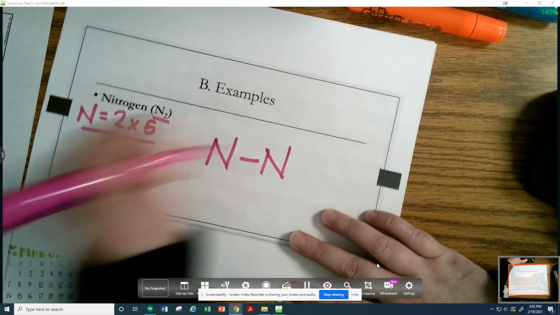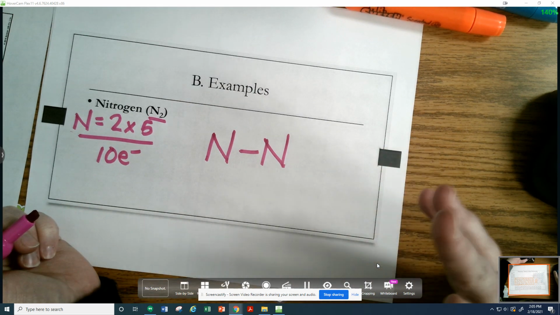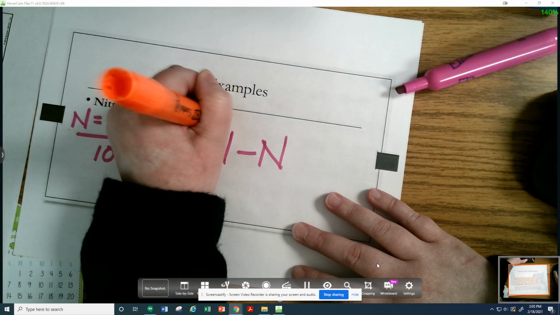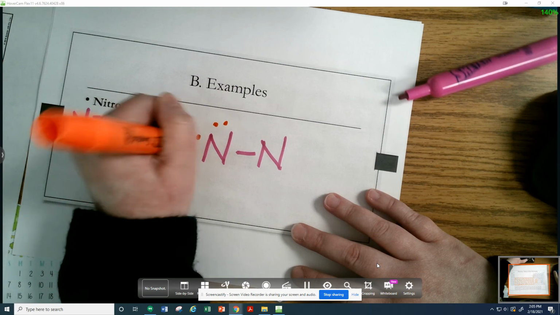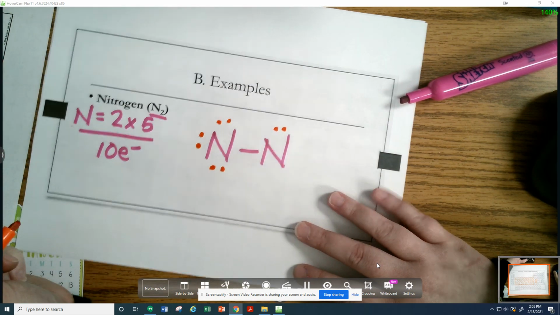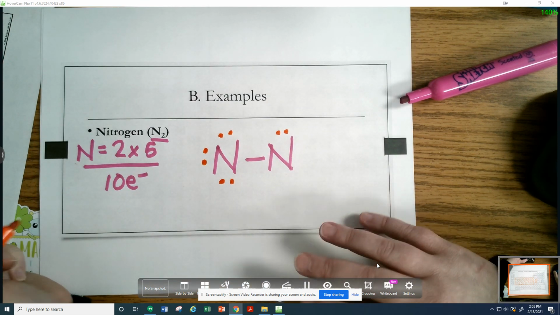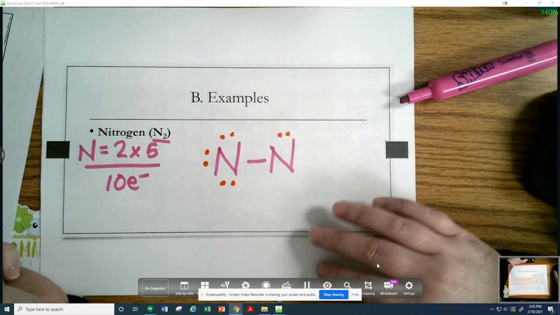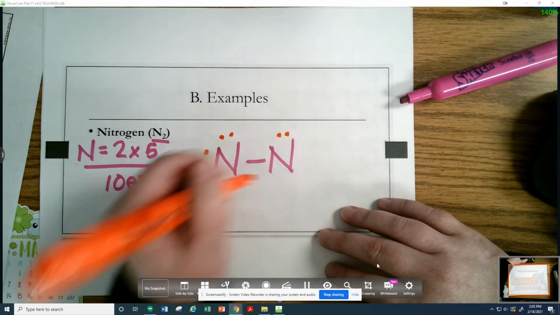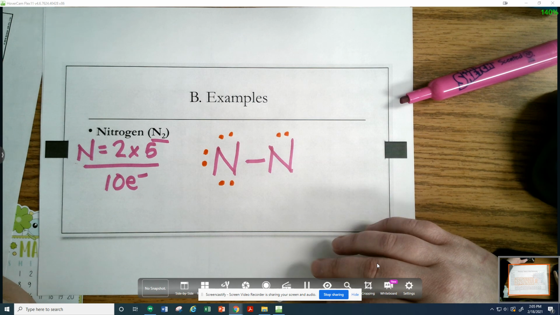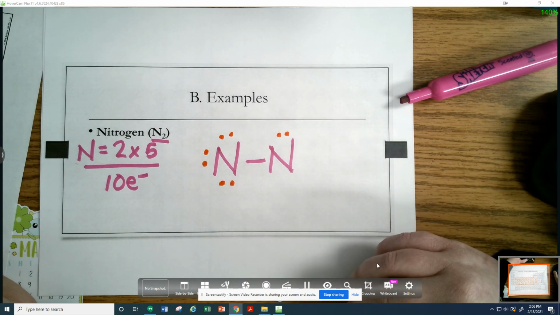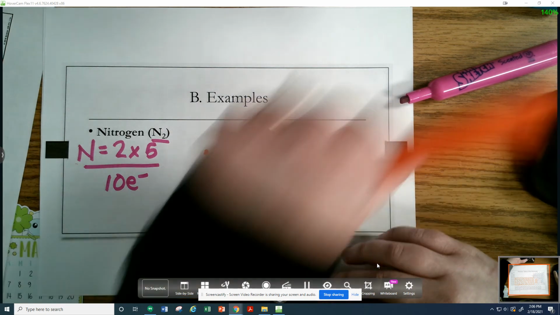Bond our nitrogen together. And so I have spent 2 electrons. So that means I have 8 left. So here is 4, 6, 8, 10. So my nitrogen on the left-hand side is complete. You can see the nitrogen on the right is very incomplete. It needs 2 more sets of electrons or 4 more electrons to get to that point. So like before, we need to share more than just 1 set of electrons.